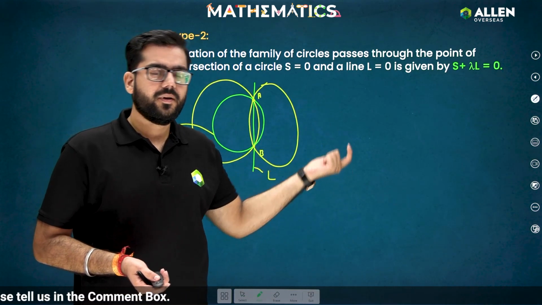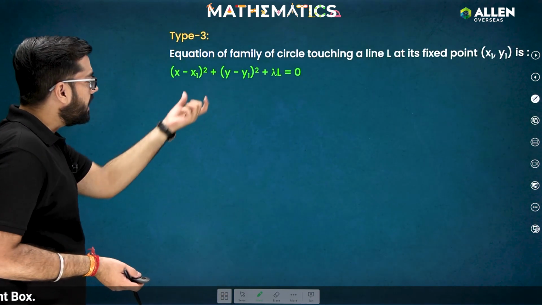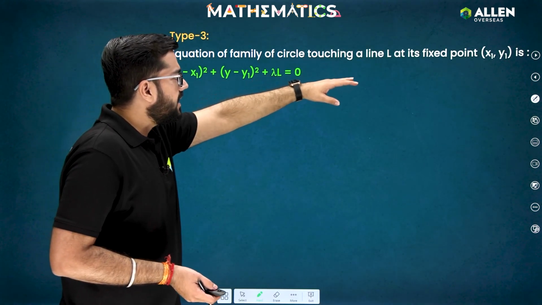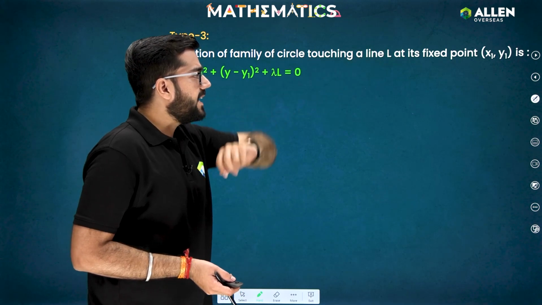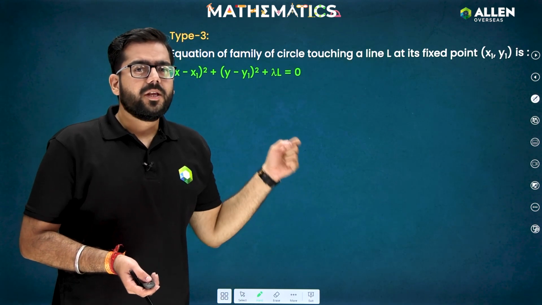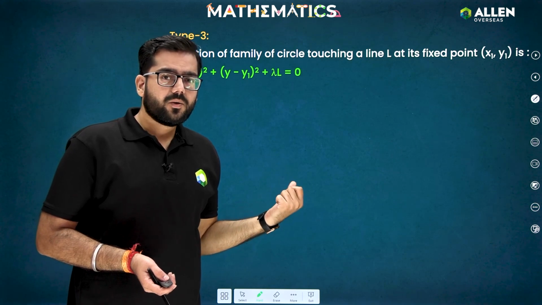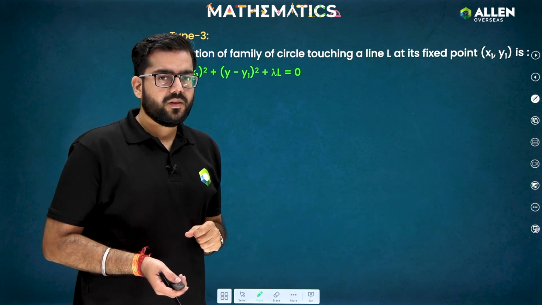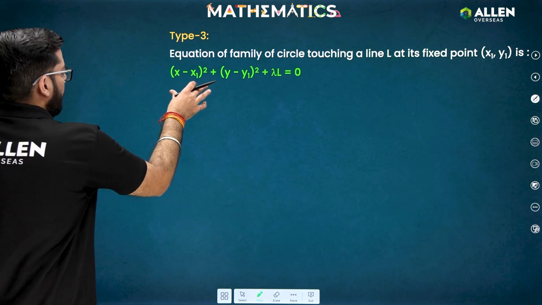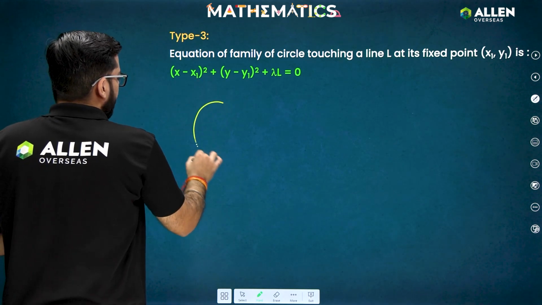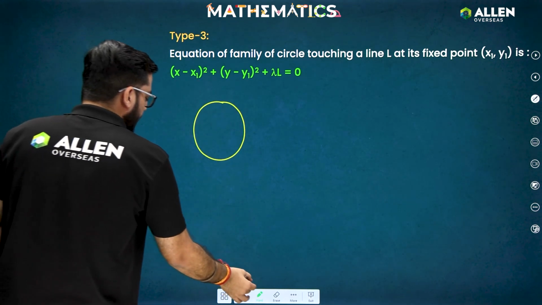Quite easy. Now the next type: the equation of a family of circles touching a line L at its fixed point x1, y1. This is one of the important types. From this one we have a lot of previous year questions. Here we have one circle, something like this, and one line like this.